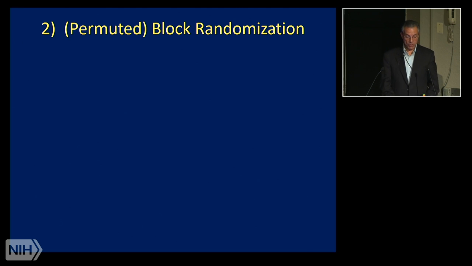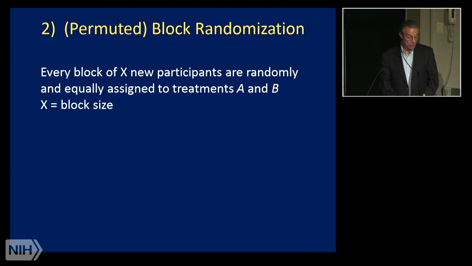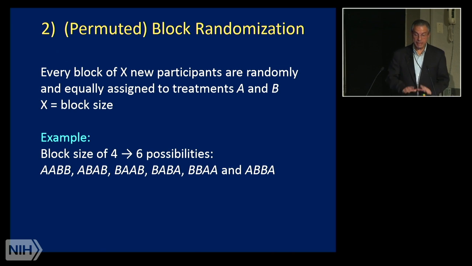So comes to the rescue the permuted block randomization. In block randomization, every block of X, and we're going to talk about X, what is X? It is a block size. So every block of 4 new participants are randomly and equally assigned to treatments A and B. So let me illustrate. Let's say for now that we decide we're going to do this trial with block size 4.